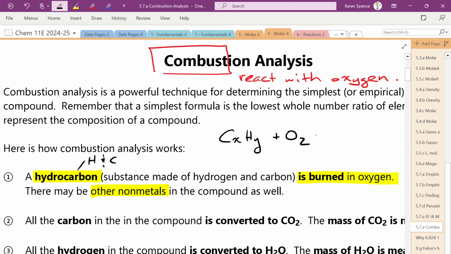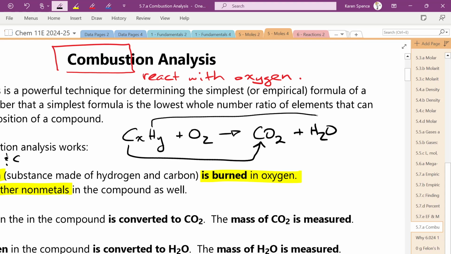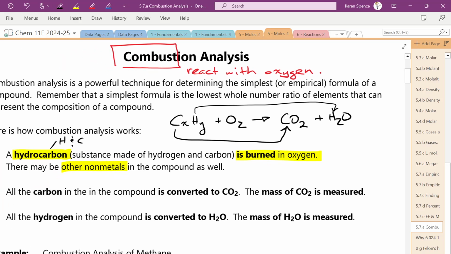Plus O2. What are our products of combustion? Yes? CO2 and water. So all of the carbon becomes part of CO2, and all of the hydrogen becomes part of H2O. So that's what that says here, that all the carbon is converted to CO2.